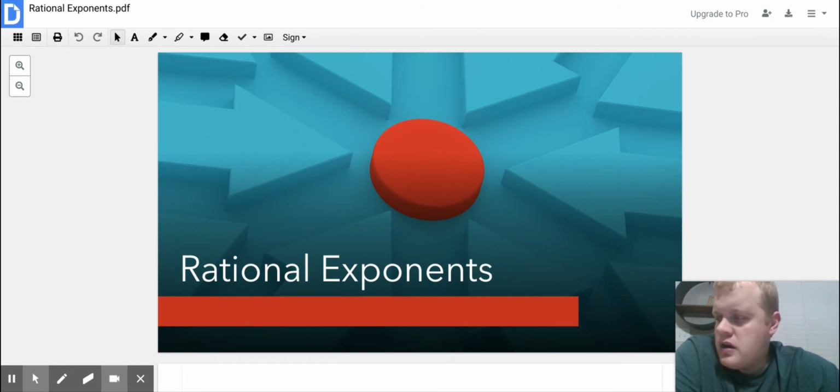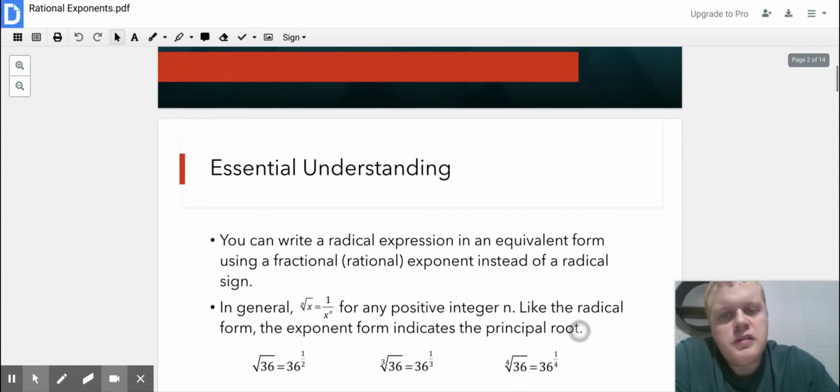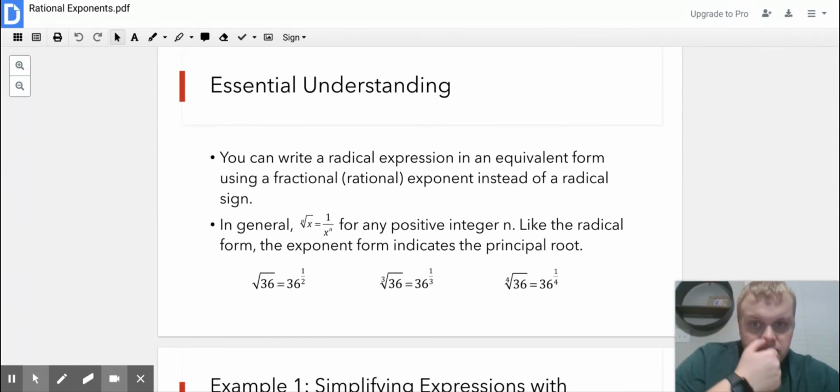And so let's go ahead and hop into our lesson for today. It's going to be rational exponents here. Now, there will be some key things we need to know before we get started.